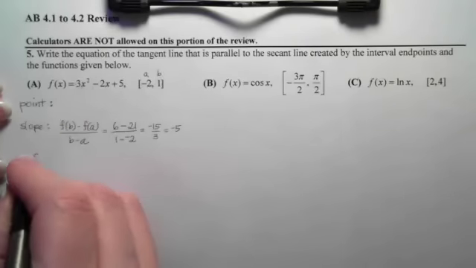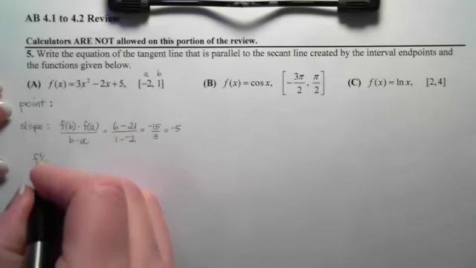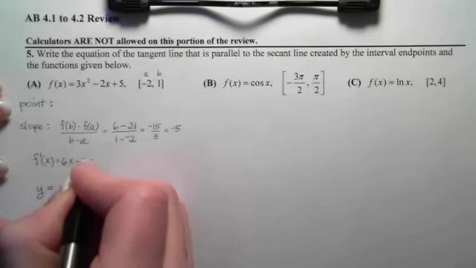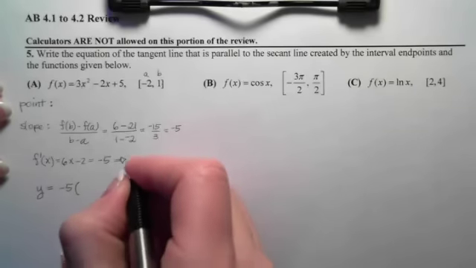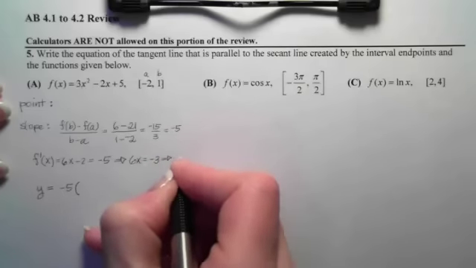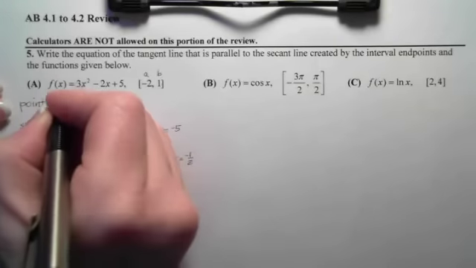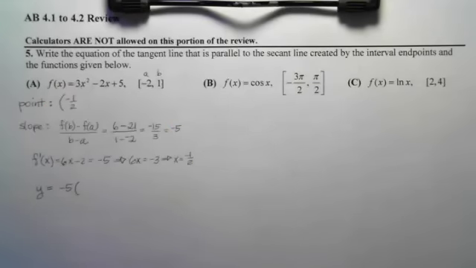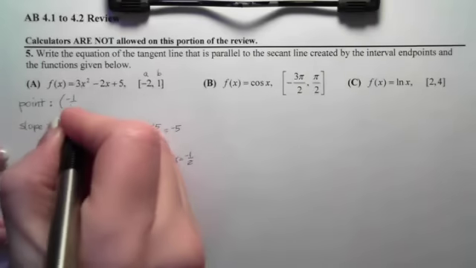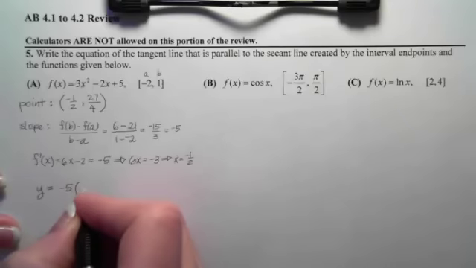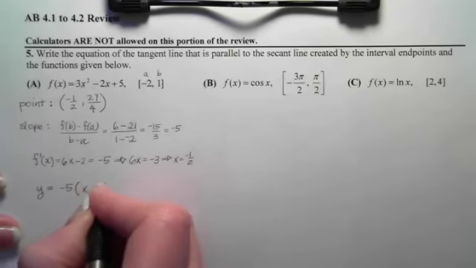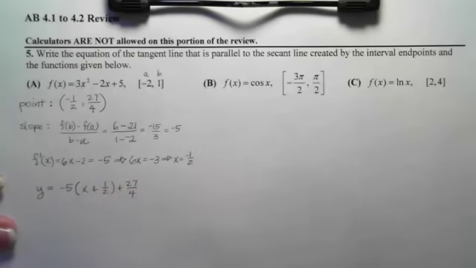So the point is going to come from when the derivative of f, which is 6x minus 2, equals that -5. So if I solve for x, I will get 6x equals -3, or x is -1/2. So my x coordinate is -1/2. And if I plug my x into my y, I will end up getting 27/4. I will trust that you can do the arithmetic to get there. So the equation of my line is y equals -5 times x plus 1/2, plus 27/4.